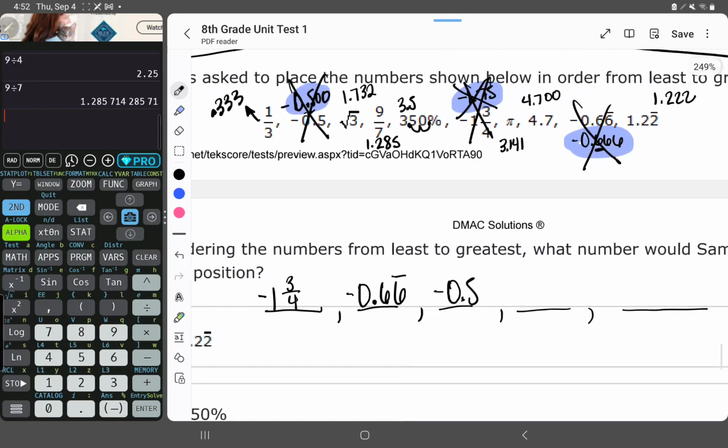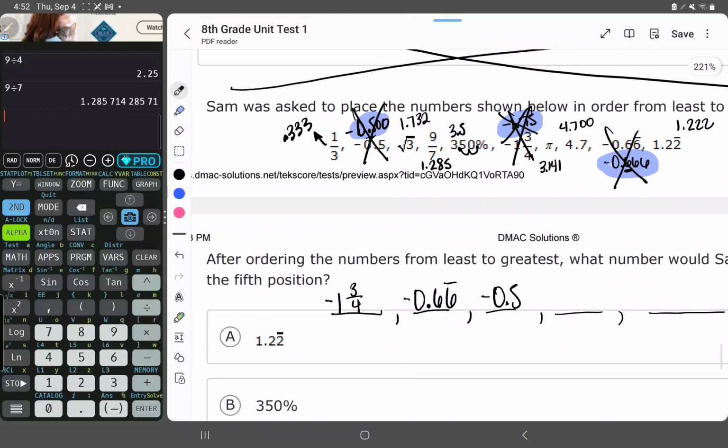So the next thing I'm going to look at are my next smallest numbers. So we're going to look at the decimals first. This one has no whole number. This has a whole number, and the rest all have whole numbers. The only one that doesn't have a whole number is 1/3. So that's the next smallest one.